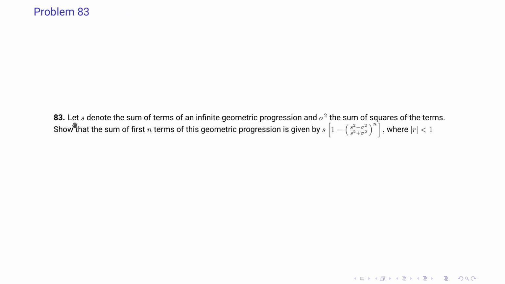Problem number 83 says that let S denote the sum of terms of an infinite geometric progression and sigma square the sum of squares of the terms. Show that the sum of first n terms of this geometric progression is given by S into [1 minus ((S square minus sigma square) divided by (S square plus sigma square)) whole to the power n], where modulus of R is less than 1.